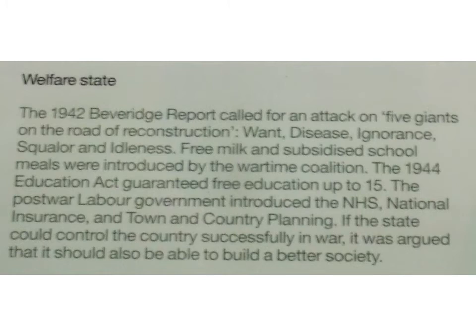So they had to do things like subsidize school meals so students got to have free lunch at school. They did things like nationalizing a lot of their big industries like coal and steel and railroads. They guaranteed free public education to all students up to age 15. They also created what was called the NHS, the National Health Service. Basically, what that means is that everybody in the United Kingdom pays for health care, and then whenever you need it, it is available there as a public service.